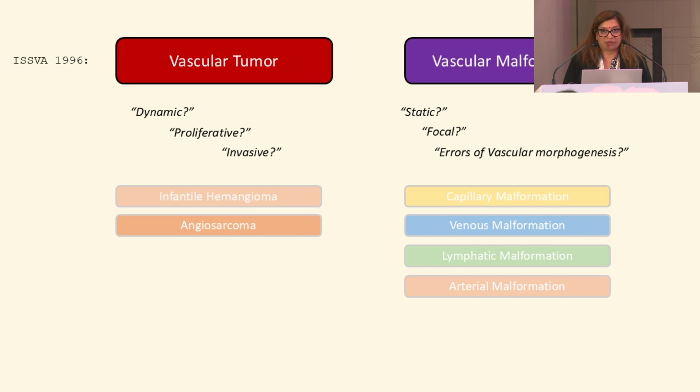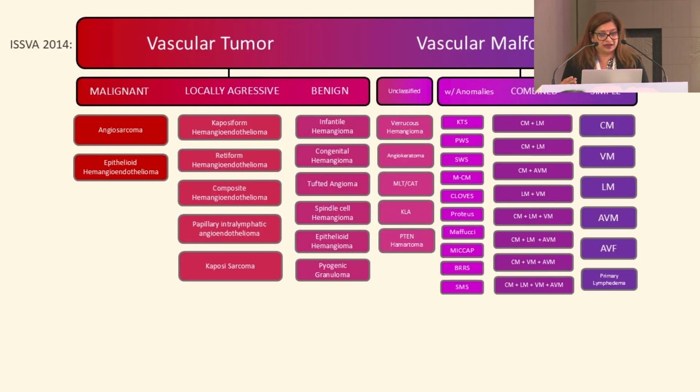So, much of what has already been said, we can briefly go through, but the ISSVA classification is a big part of this, because in '96 we looked at all these vascular anomalies as vascular tumors versus vascular malformations. The tumors are dynamic, proliferative, and invasive, and the malformations are static, focal, potentially an error of vascular morphogenesis. And then in 2014, things changed even further, and the lines between vascular tumors and vascular malformations started to blur a little bit more.